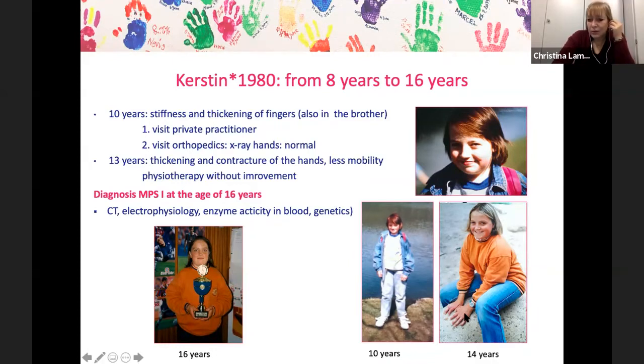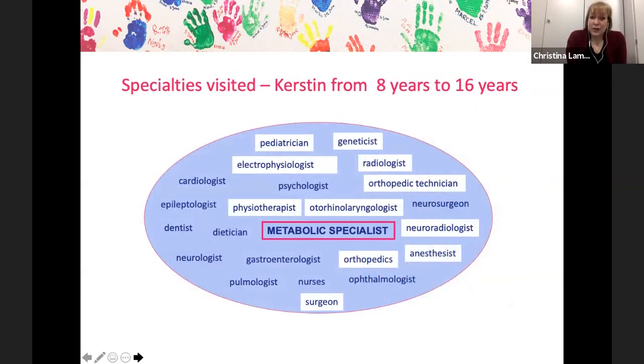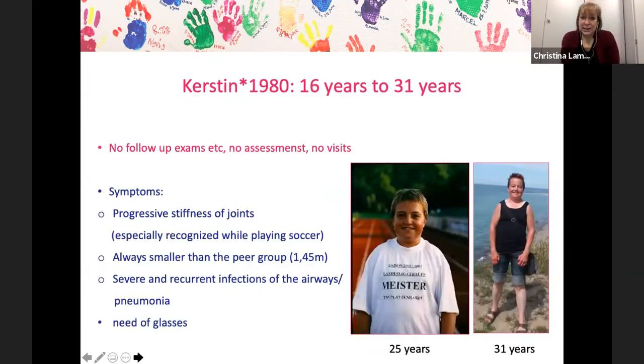And even here, at the age of 14 years, you see that she has already contractures of the fingers, but that started at the age of 10 years, but nobody was thinking. So actually, she had even seen more colleagues, like here now, also the electrophysiologist and a geneticist that was taking care of her. Between 16, so when the diagnosis was made, up to 31 years of age, she was not followed by anyone due to the disease, because she was told when she was diagnosed in 1996, there's no treatment.